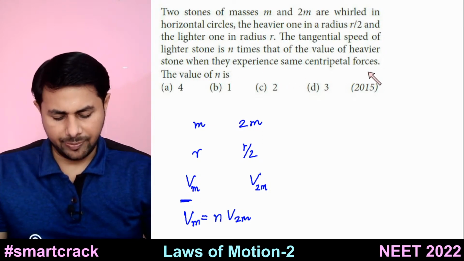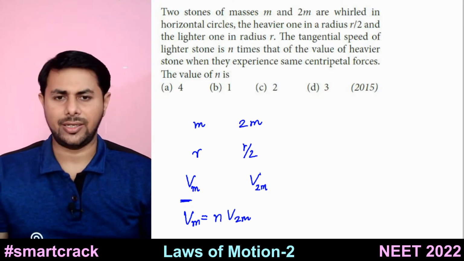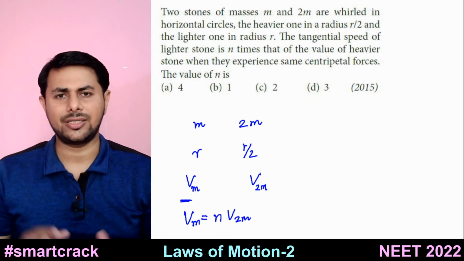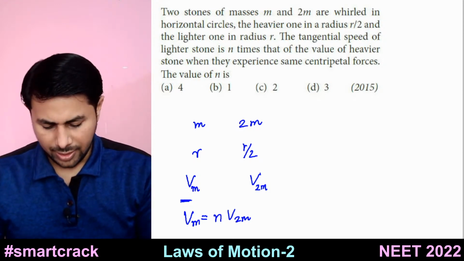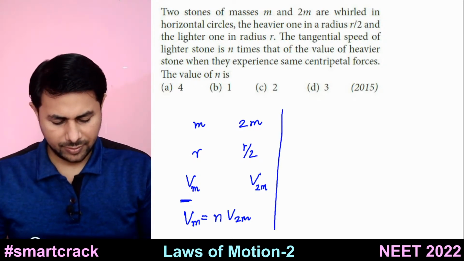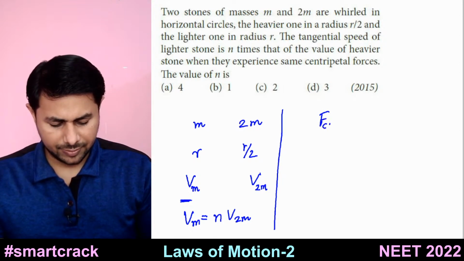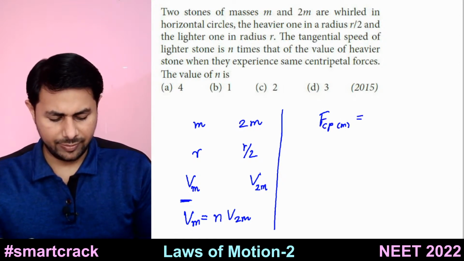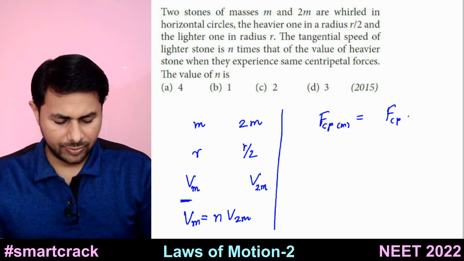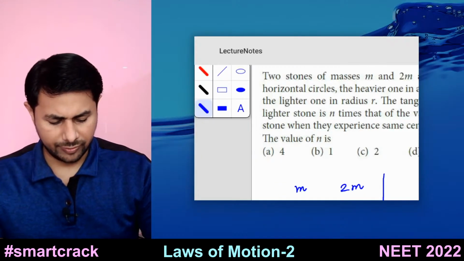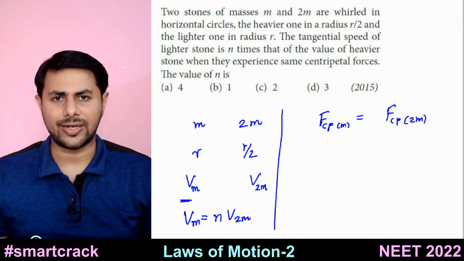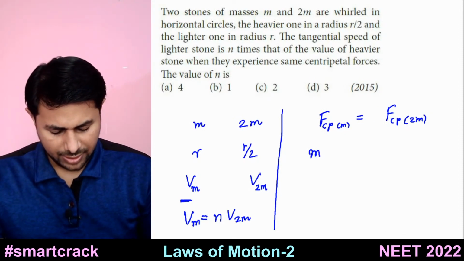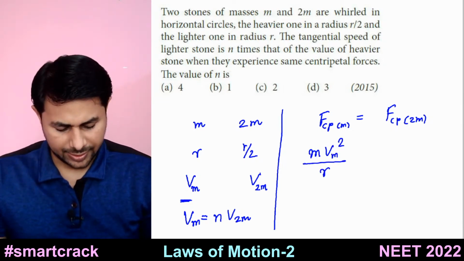When they experience the same centripetal force, what is the value of n? It's given that the centripetal force experienced by both of them is equal, so we can solve this easily. So F_cp for mass m is equal to F_cp for mass 2m. Then what is F_cp? It is m v square divided by r. So it is m times v m square upon its radius r.